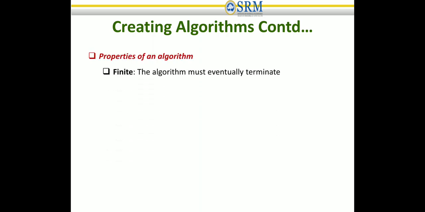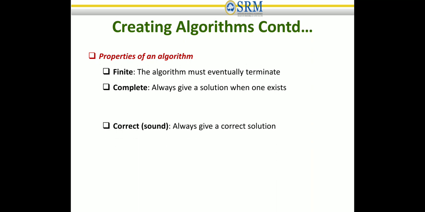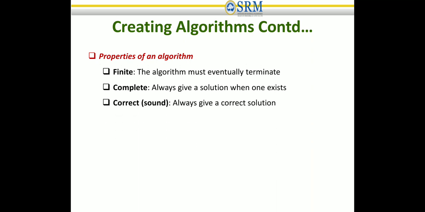Properties of an algorithm: finite, complete, correct. Finite: the algorithm must eventually terminate. Yes, at one point of time, after attaining the desired solution, it has to stop. That is, it has to terminate. Complete: always give a solution when one exists.